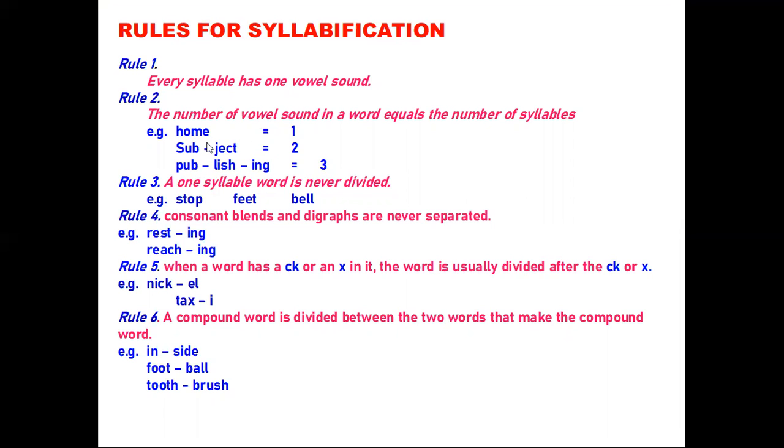So you can see each word we are having a vowel. Home, here O is a vowel. Then in subject, U and E are vowels. So each word we are having vowel sounds. Then rule 3. A one syllable word is never divided. For example, stop, feed, bell. So these are all one syllable words. We cannot divide these words because they are one syllable words.